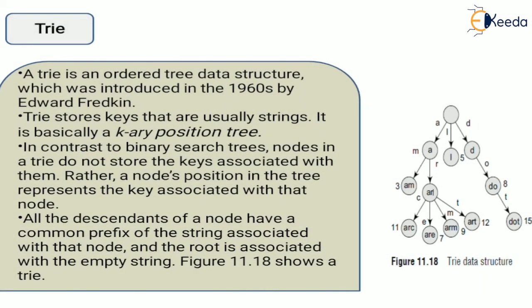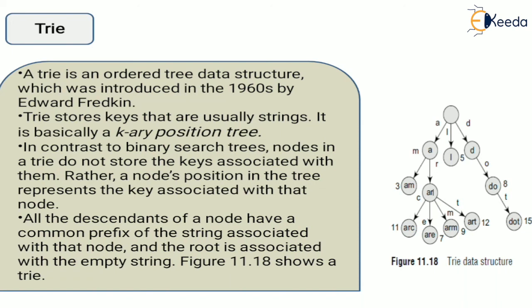Now the next search tree is the trie. Now what is a trie? A trie is an ordered tree data structure which was introduced in the 1960s by Edward Fredkin. The trie stores keys that are usually strings. Up till now we stored numbers. Now the trie stores strings. And it is basically a k-ary positional tree.